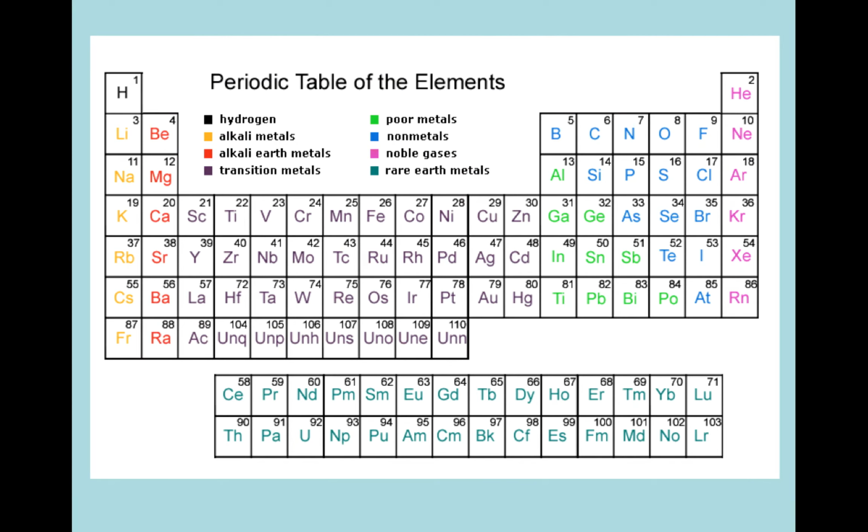You may have seen this particular table before. This is called the periodic table of the elements, and this lists all the different atoms that man knows of. This particular one isn't completely up to date, as scientists are continually discovering and actually making new elements to put on this table.